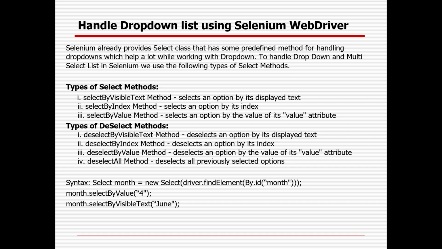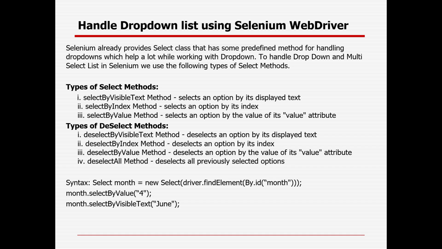To handle a drop down and multi-select list in Selenium, we can use the Select class and the different methods available in it. If you want to select by visible text, you can use the method selectByVisibleText, selectByIndex, selectByValue. After that, in case a multiple selection option is available, you can deselect using deselectByVisibleText, deselectByIndex or deselectByValue. And if you want to deselect everything after selection, you can use the deselectAll method. Some pages only allow a single selection, only one option you can select. Some pages might give you multiple options to select.